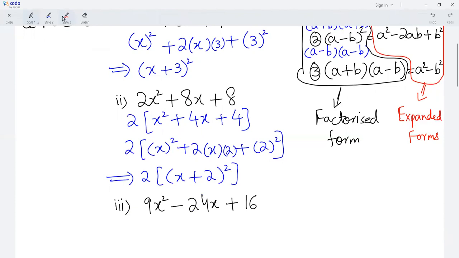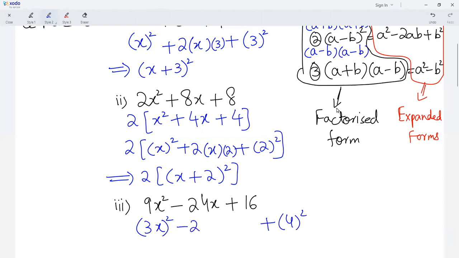So 9 is the square of 3. So I'm writing down 3, and x squared is the square of x. Write it down in the brackets. And 16 is the square of 4. So write down 16 as 4 squared. So the negative sign will be written as it is.